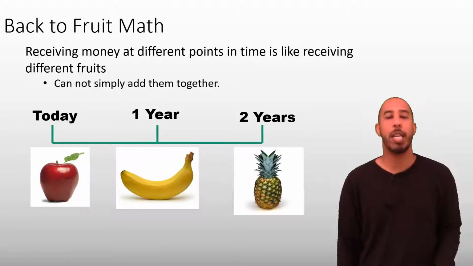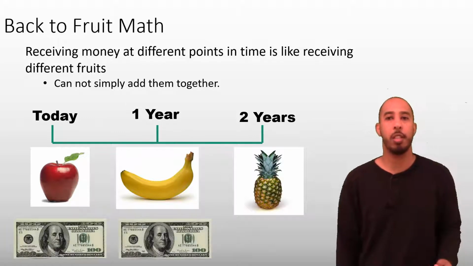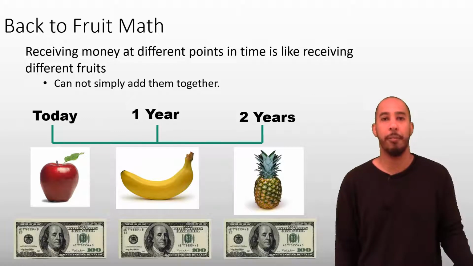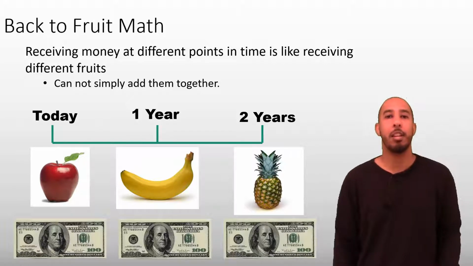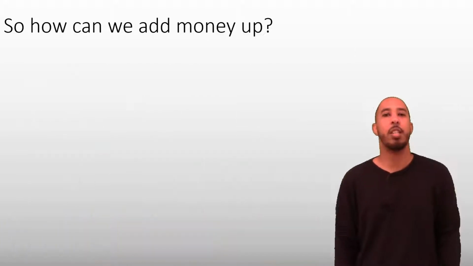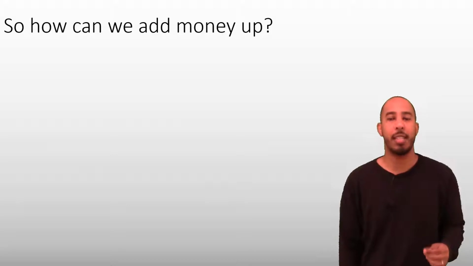You should imagine money working the same way. Even though these look like identical $100 bills, you should treat them as if they're completely different, like an apple, a banana, and a pineapple. Because they're completely different, we can't add them together. So how can we add money together? To do this, we have to first convert them all to the same units.